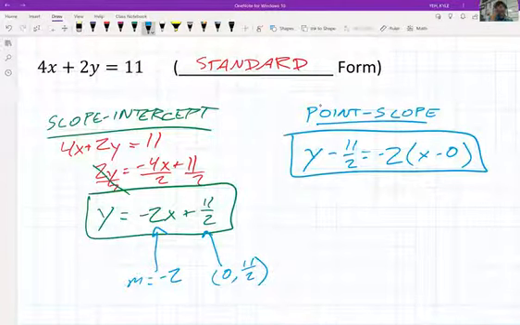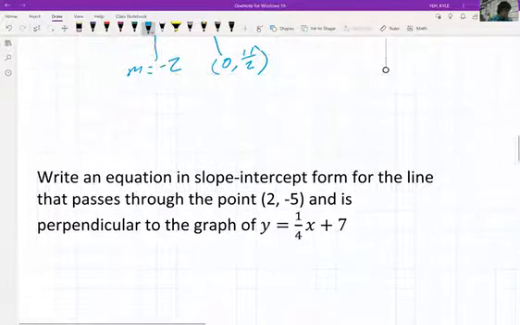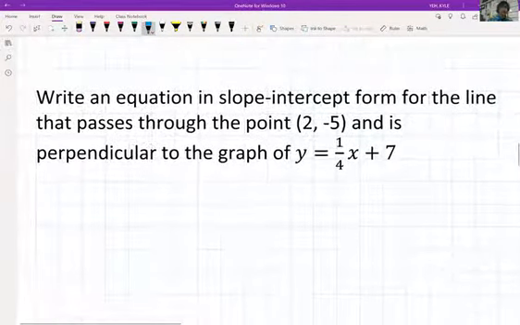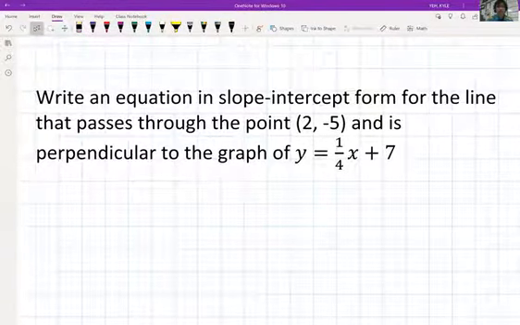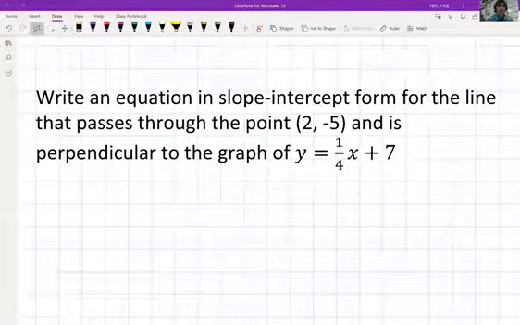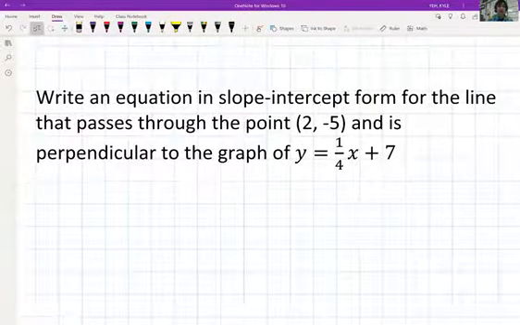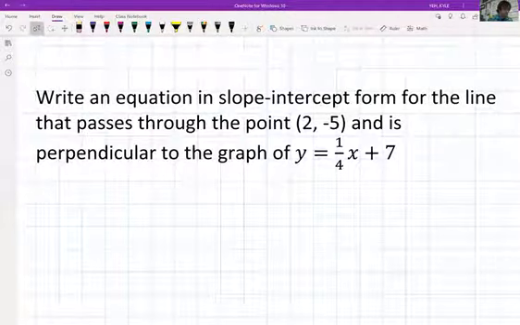So these last 3 examples have been just to show you, yeah, we can manipulate these equations and not change them, but just change the way they look to get whatever form we want. How is this useful? Well, picture a problem like this. Write an equation in slope-intercept form for the line that passes through the point (2, -5) and is perpendicular to this graph. Okay, so this is going to encompass a couple skills that we have from previous sections.